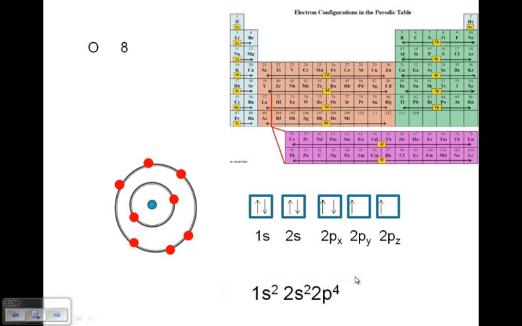Now as I go to oxygen, I have a total of 8 electrons. I've added another electron, and again, I've singled them up, now I start to double them up. Okay? This is fluorine and neon.